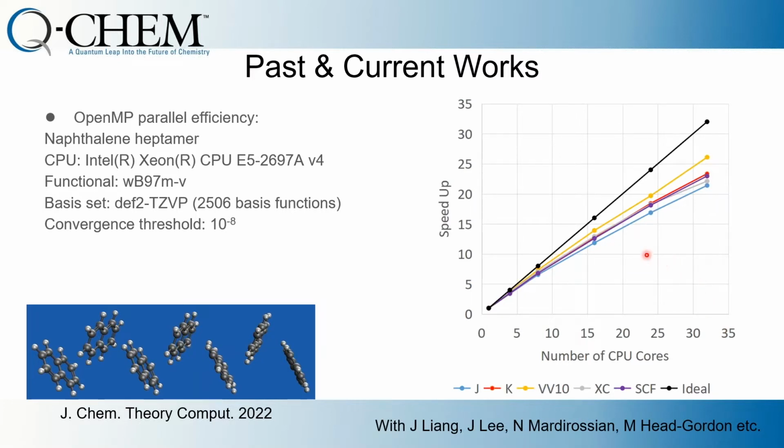Here's the OMP parallel efficiency analysis. I chose the naphthalene heptamer to be our test system. The x-axis is the number of CPU cores. The y-axis is the speedup. Because the calculation is dominated by exact exchange, the overall SCF parallel efficiency, which is the purple line here, is very close to the parallel efficiency of the exact exchange, which is the red line. Now we achieve about 70% efficiency when the number of cores is more than 16, which is pretty good, although not the best.